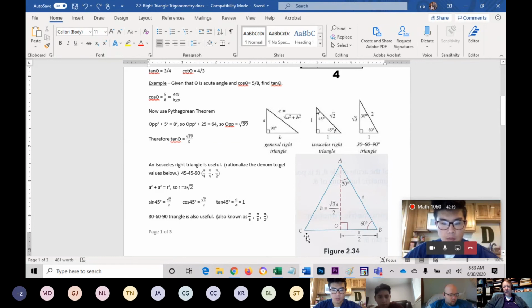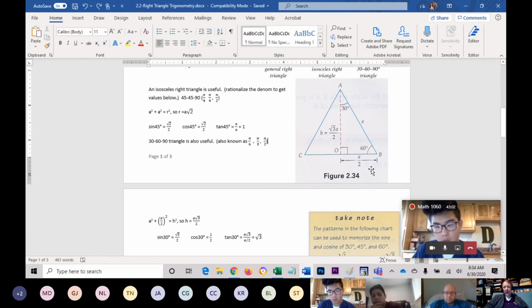So this would be an equilateral triangle. Every side is length A. If I drop a perpendicular bisector down the middle of the angle here, it's going to chop this angle in half. Instead of being a 60-degree angle, it's going to be a 30-degree angle. I've now got a right triangle here, and because it's a perpendicular bisector, the length of this side is going to be half A.